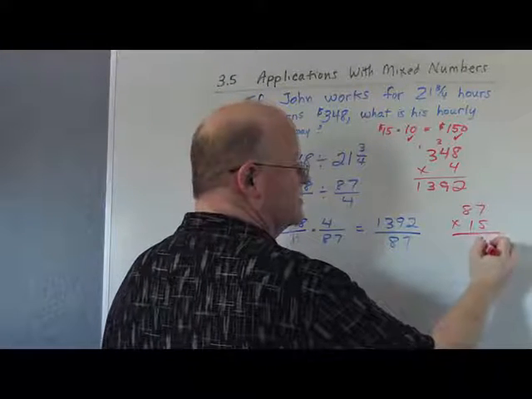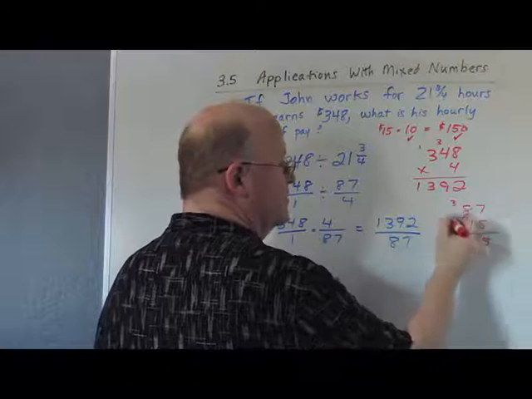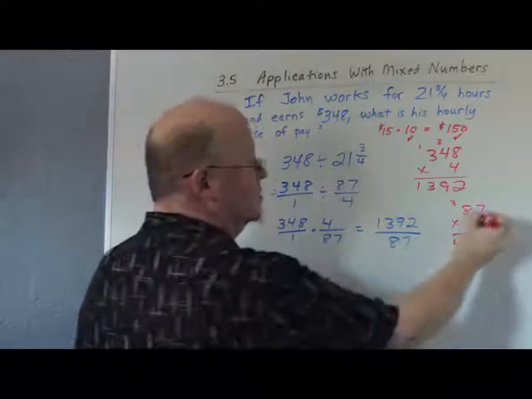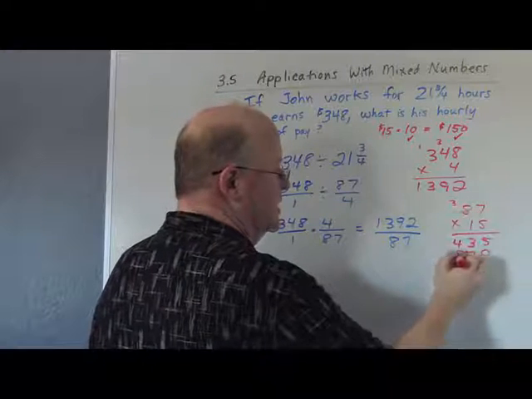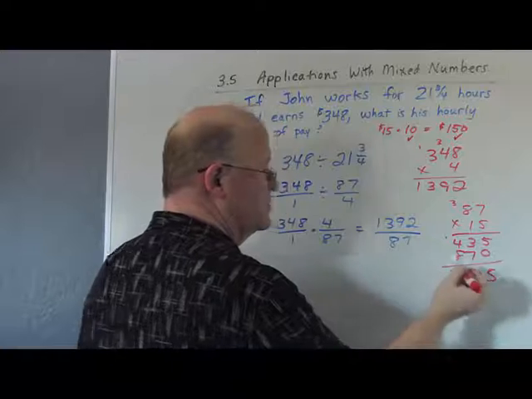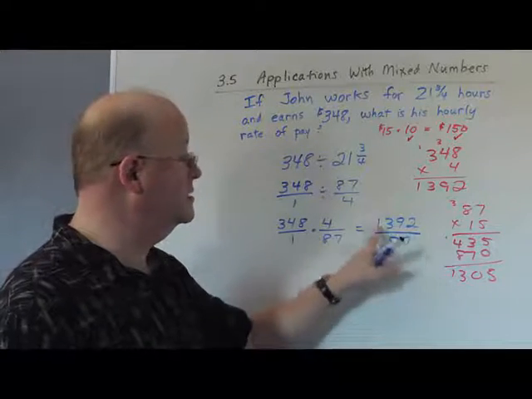5 times 7 is 35. Carry the 3. 40 plus 3, 43. Put our 0 down as a placeholder. 1 times 7 is 7. 1 times 8 is 8. 5, 10, carry that, 1,305. So we're getting close.